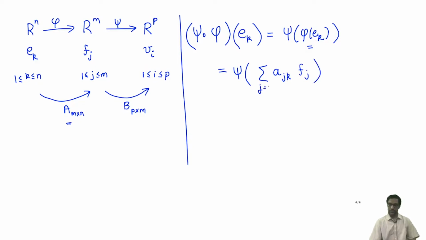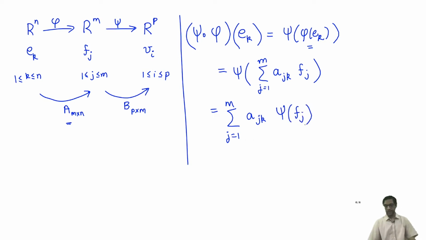Now j is being summed over 1 to m. Now when I apply psi to this, what am I supposed to do? I pull the A out, j goes from 1 to m, this becomes A jk, and I need to evaluate psi of fj. Okay, so this is psi of fj, and in the last step, what am I supposed to do? Psi of fj has to be replaced by whatever it's equal to, right?